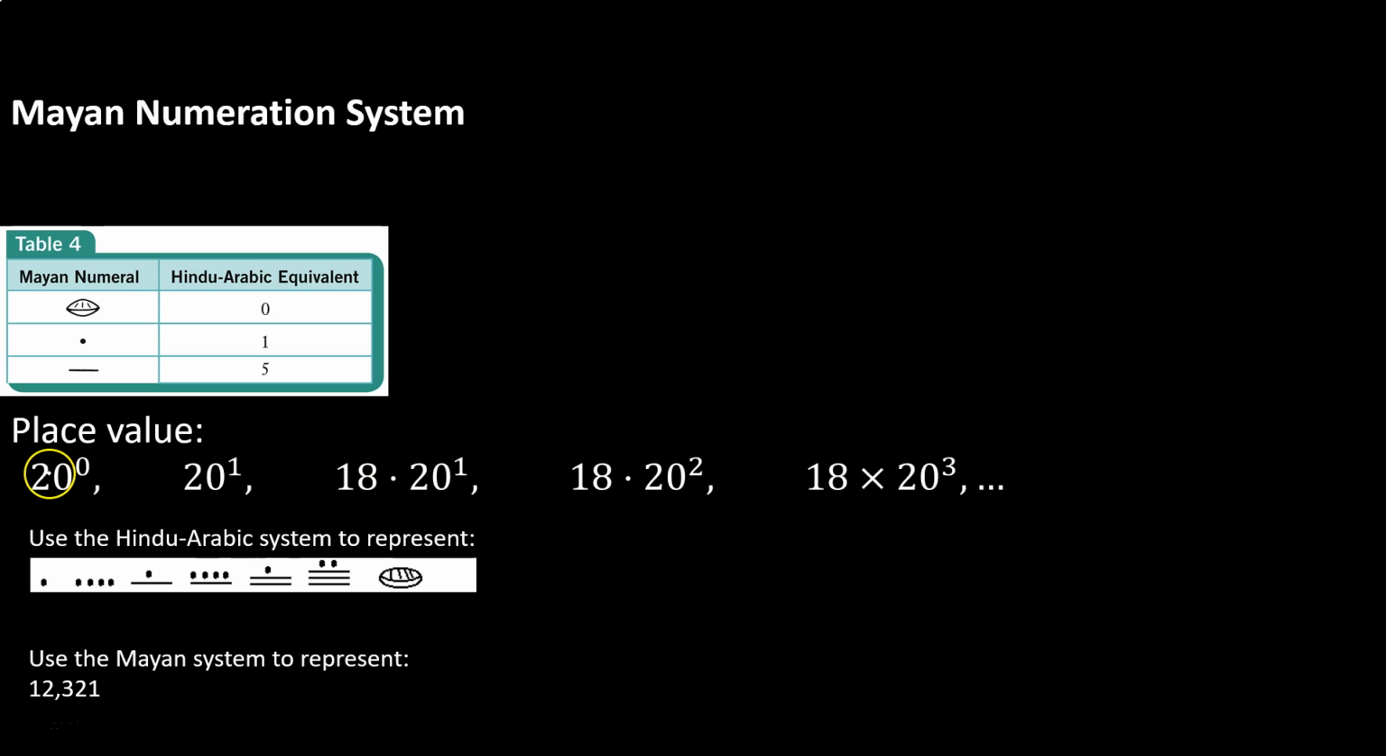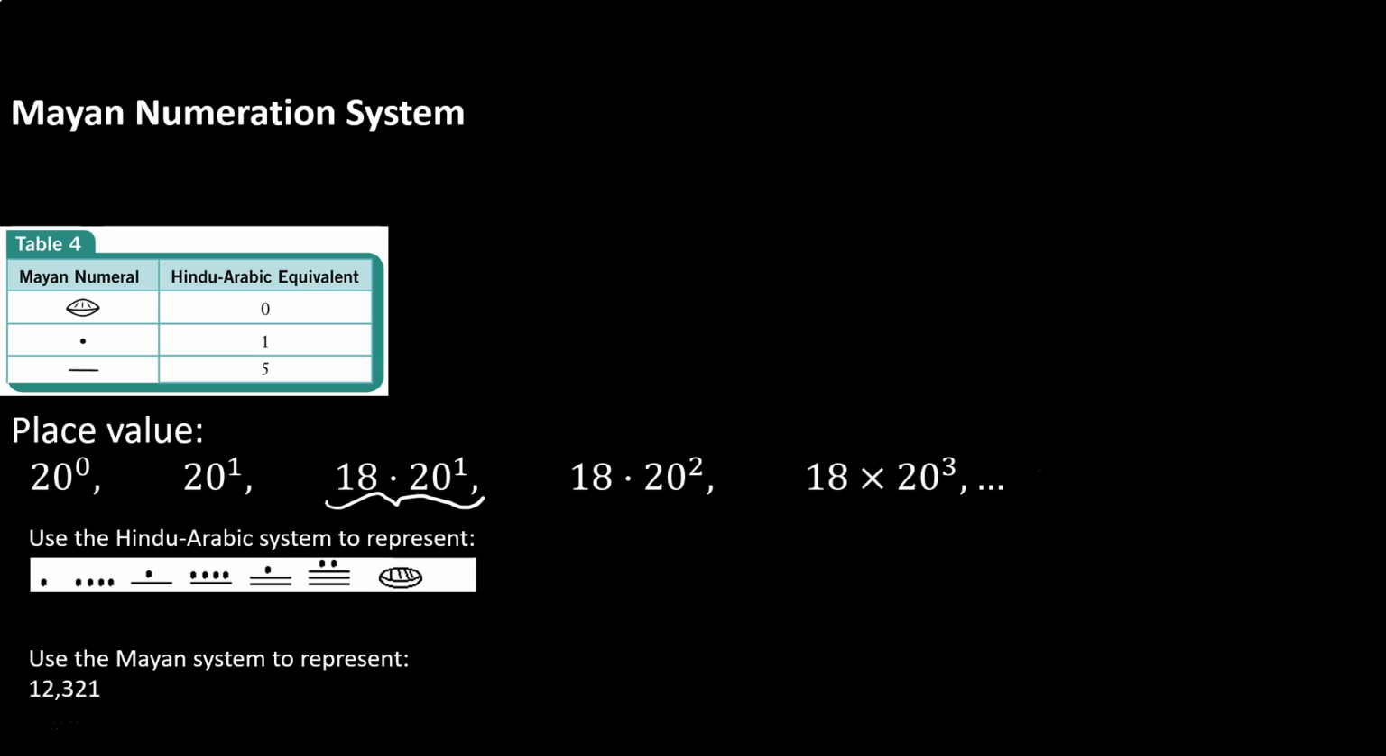So rather than naturally increasing 20 to the 0, 20 to the first, 20 squared, we have this weird kind of intermediate piece that is 18 times 20 to the first power. And then after that, we keep the 18, but the 20 exponent increases by 1. So then we have 18 times 20 squared, 18 times 20 cubed, and so on.